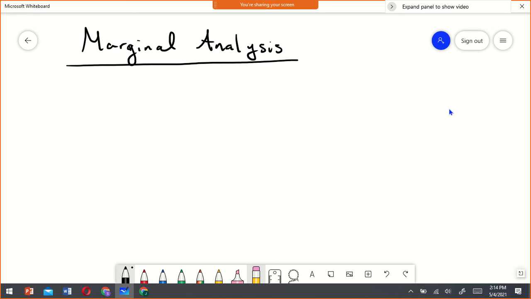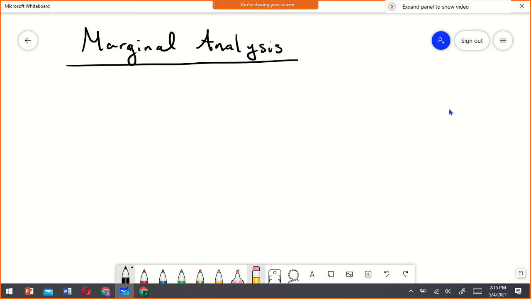And marginal analysis is a huge piece of how calculus is involved in economics. And that is one of our areas of the business math that this class is geared towards. So I'm going to talk first a little bit about marginal cost.